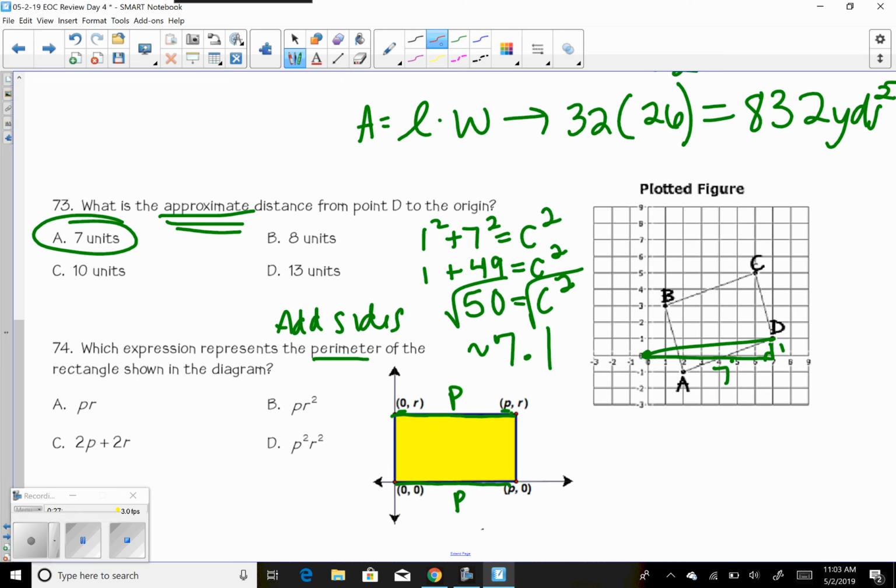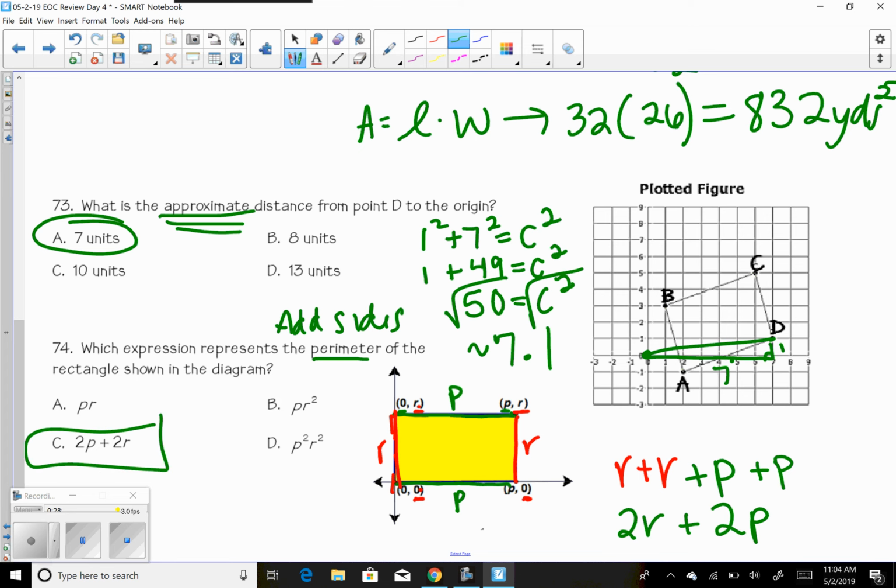Okay, so now when I look vertical here, those are y values. So I'm going from 0 up to r, 0 up to r. Okay, well, if that were a 5, from 0 up to r, it would make this be 5 units tall, right? But we don't know what r is representing. So the height here is just going to be r and r. So when I add all the sides up, I get r plus p plus p. Well, that's 2 r's plus 2 p's. Correct answer is C.